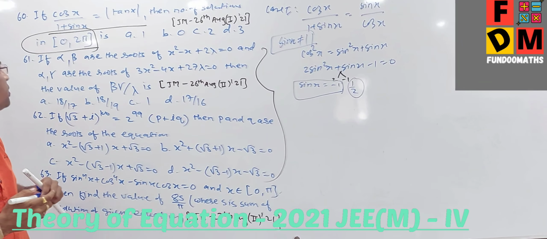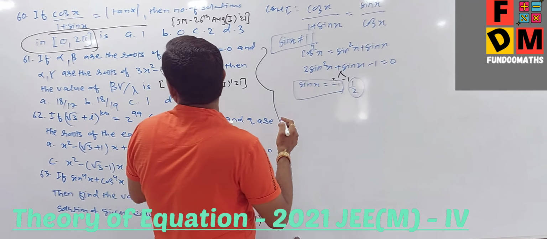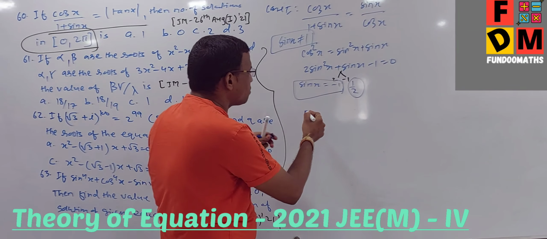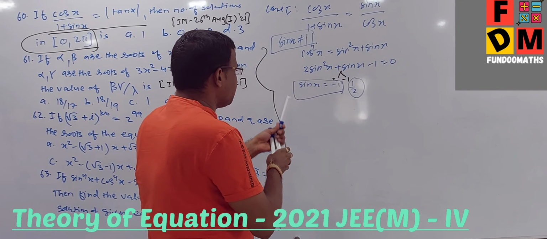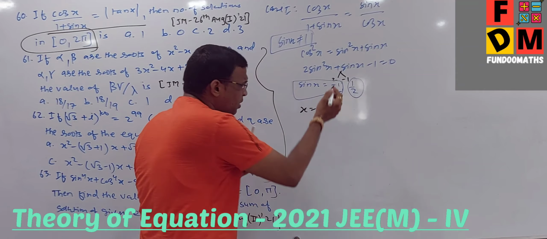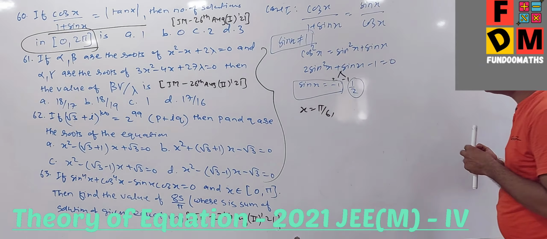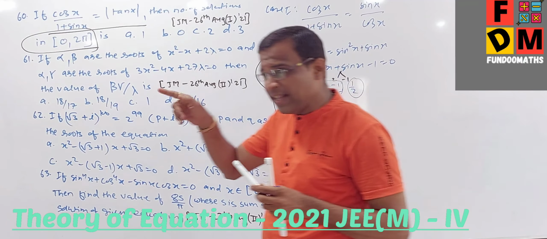Half is a possible answer. Why? Because 0 to 2 pi, sin pi by 6. The question asks the number of solutions, and number of solutions means values of x. So let me start with the value of x as pi by 6. But sin 5 pi by 6 is also half. So can I take 5 pi by 6?